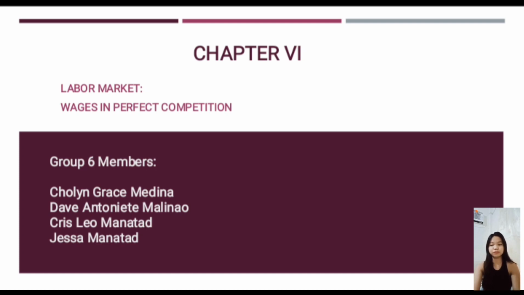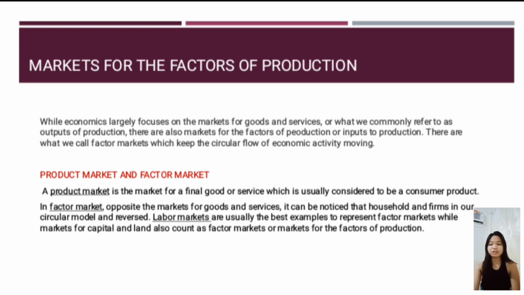Our topic is all about labor market wages in perfect competition. So, markets for the factors of production. While economics largely focuses on the markets for goods and services, or what we commonly refer to as outputs of production, there are also markets for the factors of production, or inputs to production. These are what we call factor markets, which keep the circular flow of economic activity moving.